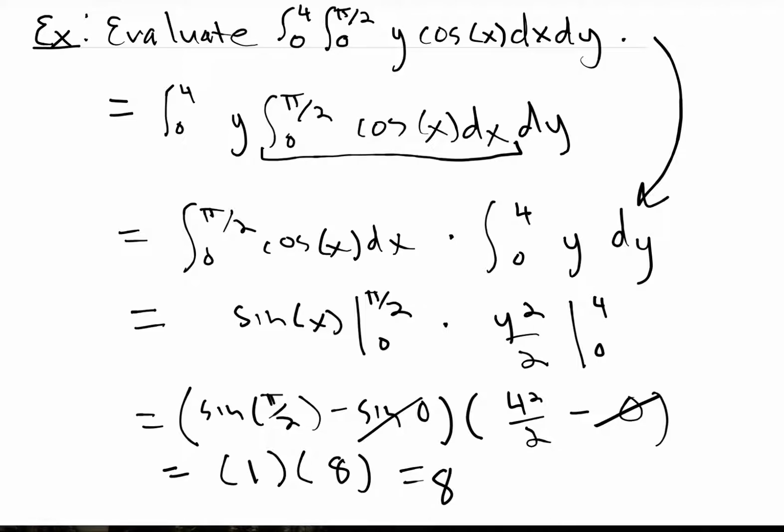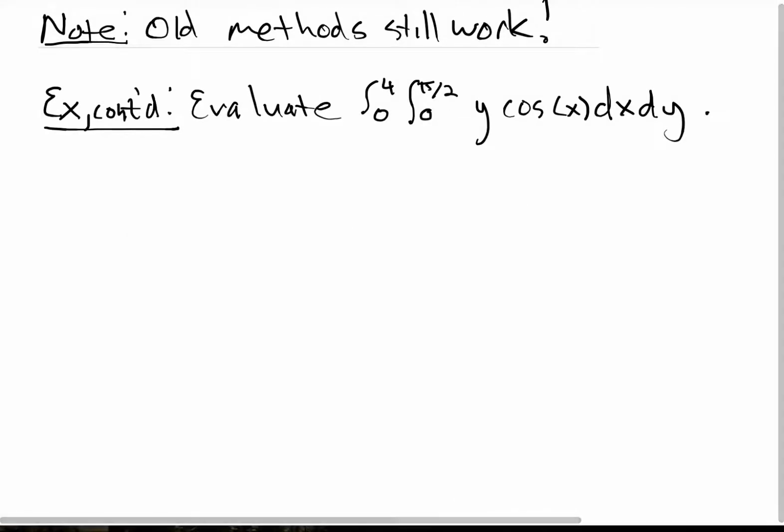And notice we didn't have to keep as much track of, oh, I'm anti-deriving with respect to y, so x needs to be constant, or vice versa. This becomes a calculus 1 problem in this manner. Now, as a side note, I can do this example the other way. Okay, old methods still work.